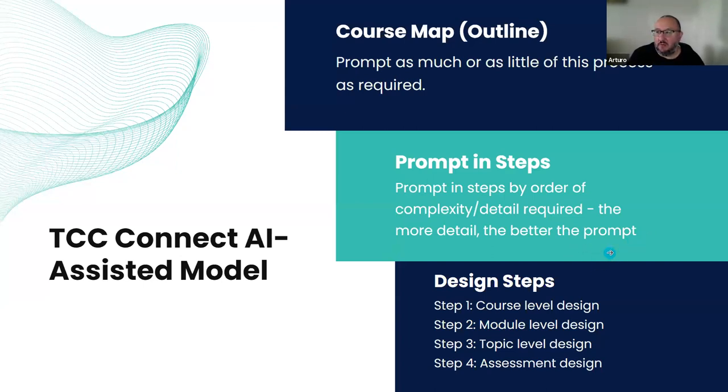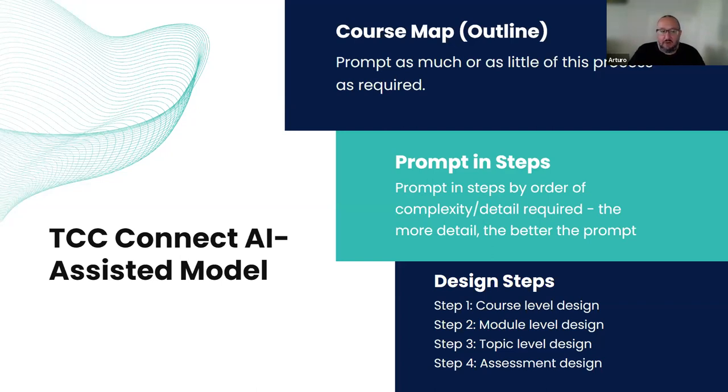So essentially the way we create online courses at TC Connect is we start with what we call a course map or a course outline. And essentially, the way AI assisted works is that you prompt as much or as little of that process as required, right? And we prompt in steps by order of complexity, detail required. So we tend to prompt from the broad sense of course design, starting with course outcomes, and then we prompt into lessons, right? So we start at course, then we go into module, then we go into topic, and then we go into assessment.